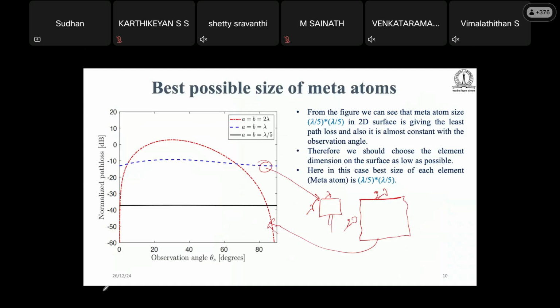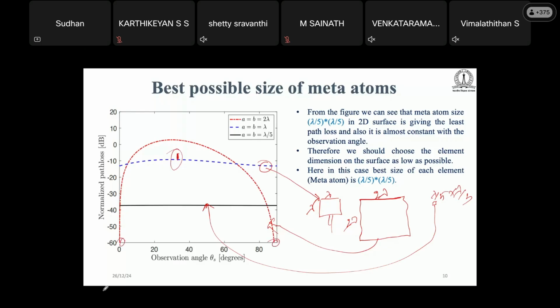Okay, and the other thing is that the size will be lambda by 5 cross lambda by 5, and this is related to this one. Now let us talk about the first one. You can see that the signal will be reflected by the element, and from there it can travel to 0 degree, 10 degree, 20 degree, 80 degree. So the user's location could range from 0 to 80 degree.